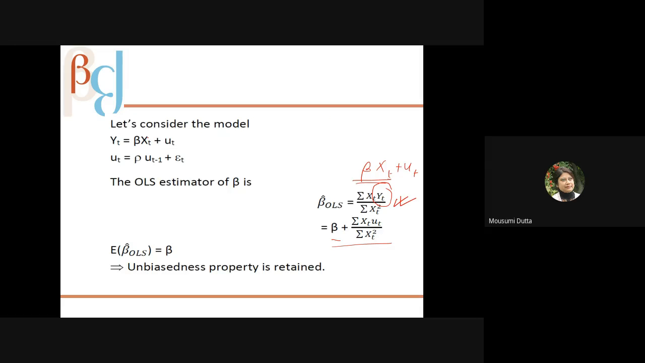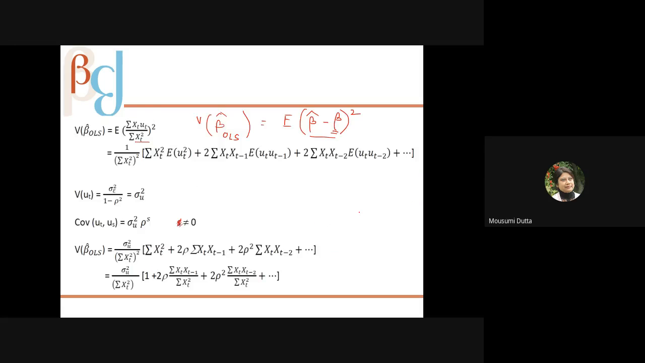So if I go back, beta hat minus beta is nothing but this part. Okay, so I am using that. Beta hat minus beta is summation xt ut divided by summation xt square. So in the variance formula, I'm putting that. Now xt is non-stochastic, so I can keep this outside the range of expectation. So I'm putting it here.